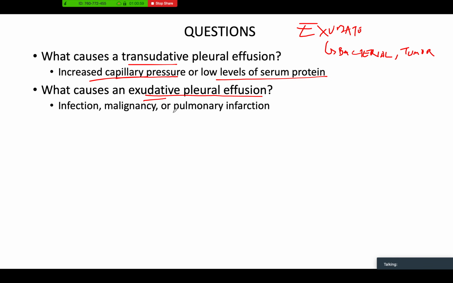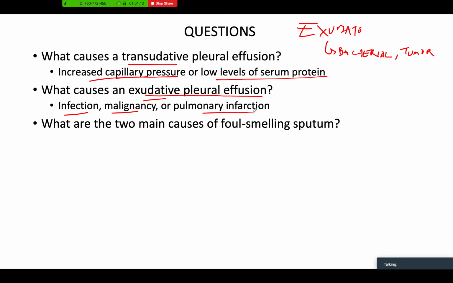Excellent. Good. Any infection, malignancy, or one thing I forgot to mention, a pulmonary infarct. If you have death of some pulmonary tissue, all of those proteins are going to be released into the pleura, and we can have an exudative pleural effusion. So, two main causes of foul-smelling sputum that we talked about in today's class.